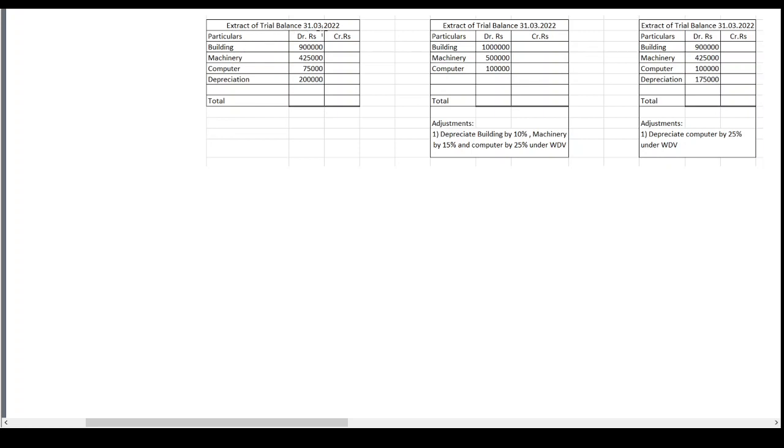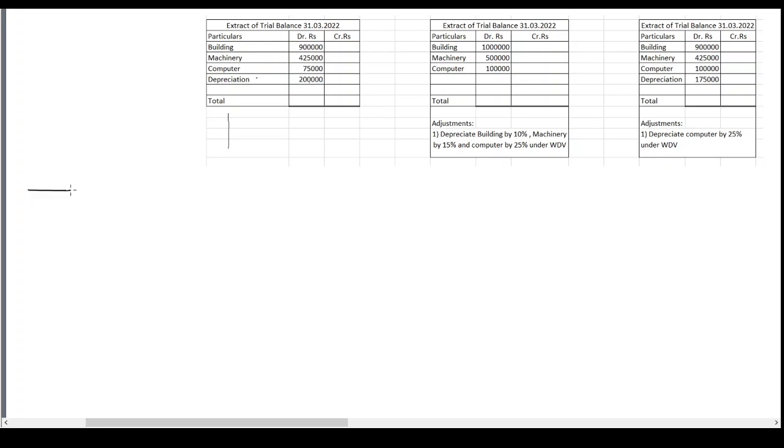Extract of a trial balance on 31st March 22 is given. Extract means this is only a small portion, it is not a complete trial balance. Particulars: debit, credit. Building 9 lakh rupees, machinery 4 lakh 25,000, computer 75,000, depreciation 2 lakh, and there is no additional information given outside the trial balance. So how do you solve this problem? This is a plain vanilla problem, very simple to solve.